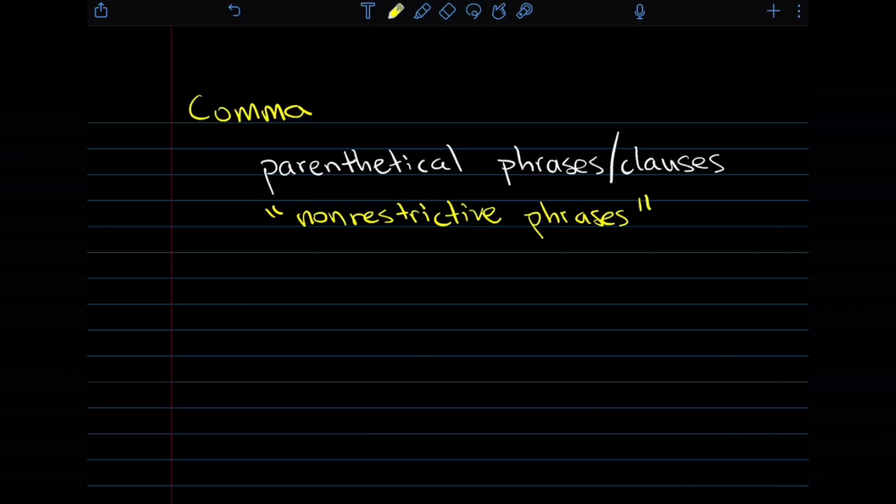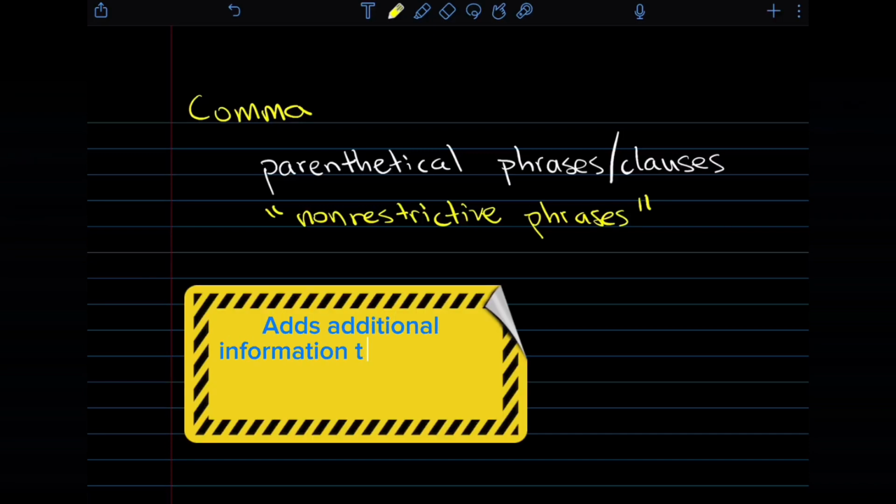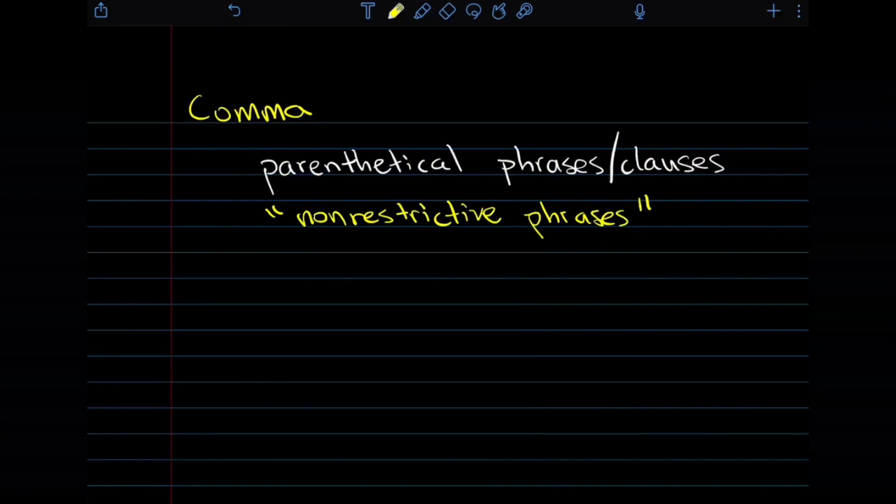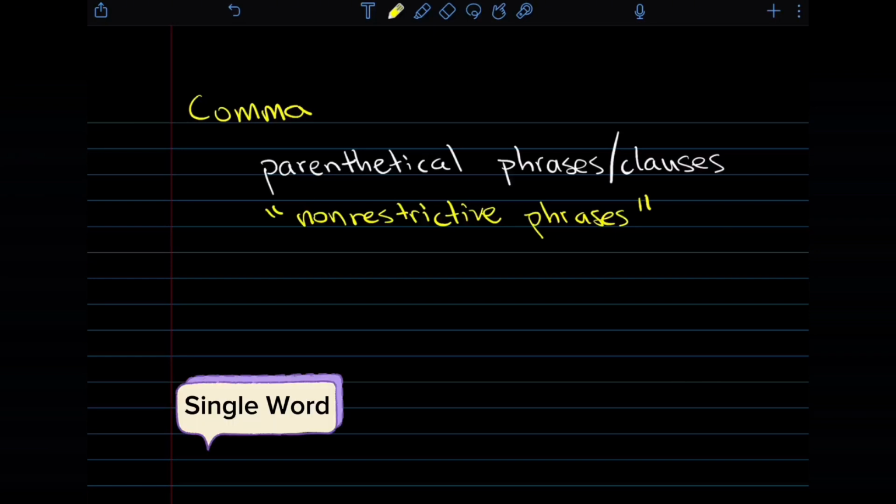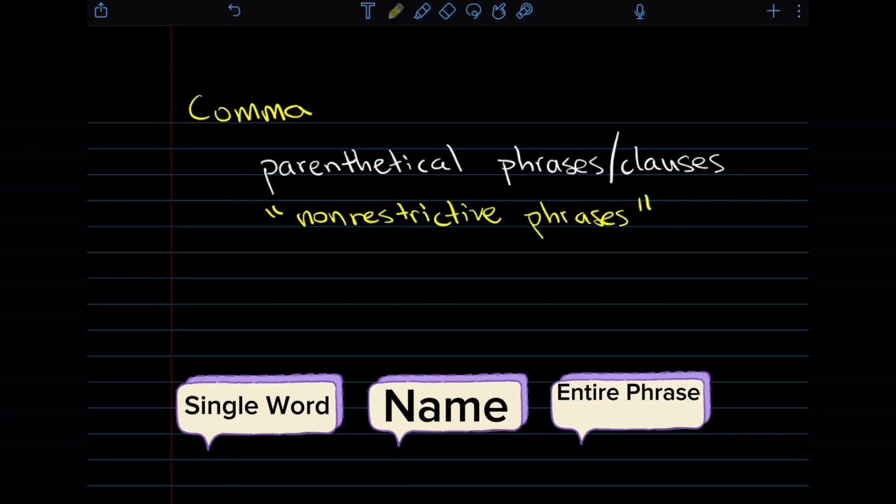So a non-restrictive phrase, in contrast to what we would call a restrictive phrase, adds additional information to the main clause of the sentence. It's not absolutely essential to the main clause. In other words, the main clause could be grammatical without it, but it adds some additional information. It is therefore a parenthetical, and we separate that from the main clause by adding commas. And it could be something as simple as a single word, like however. It could be a name, or it could be an entire phrase. So let me give you an example here.